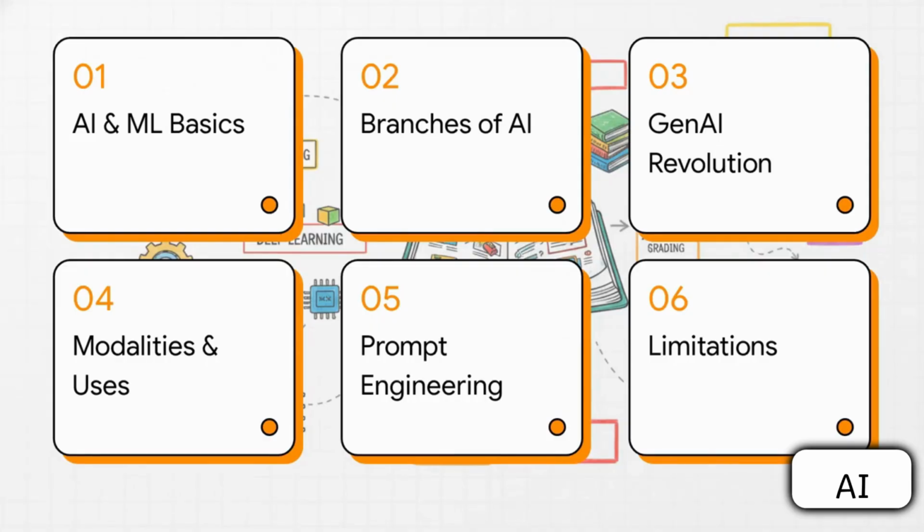Okay, here's our syllabus for today. 1. AI and ML basics. 2. Branches of AI. 3. The Generative AI Revolution. 4. Modalities and uses. 5. Prompt engineering. And 6. Limitations. Let's roll.